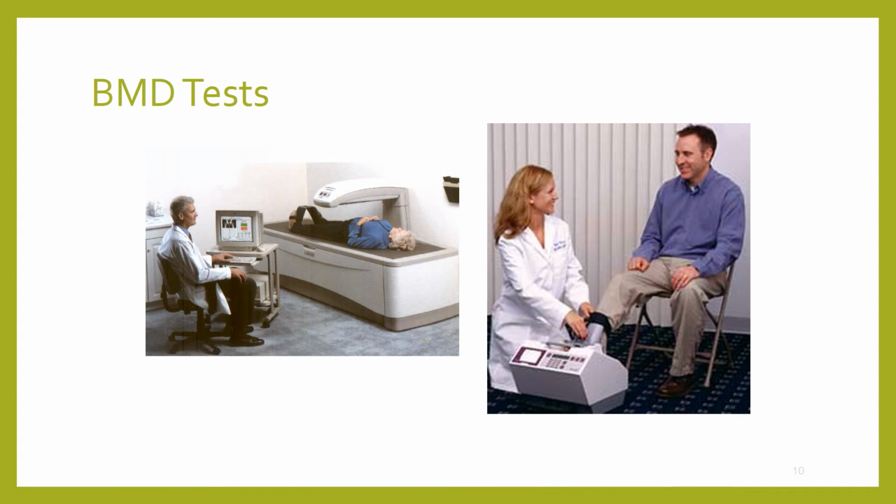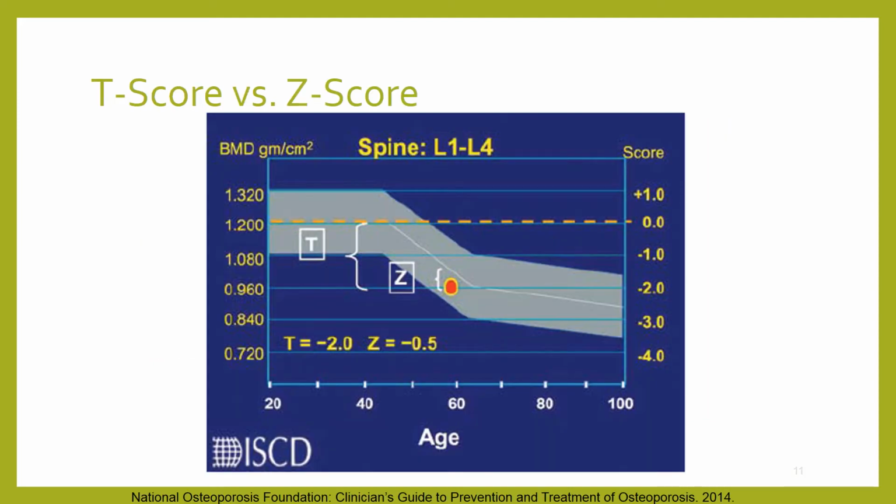You can see here on the image to the right, the heel test is being used as more of a screening tool for osteoporosis, whereas the DEXA scan on the left is used for more diagnostic purposes. When discussing osteoporosis, we have to know the difference between a T-score and a Z-score. These essentially will go into the diagnosis of osteoporosis, and T-scores are used more commonly.